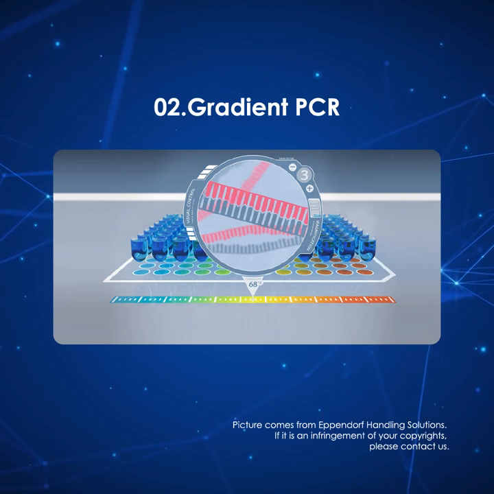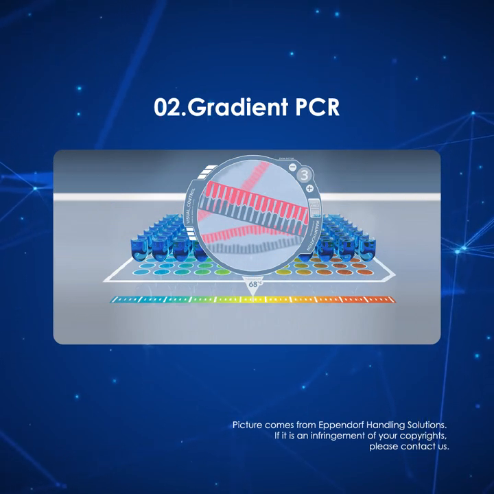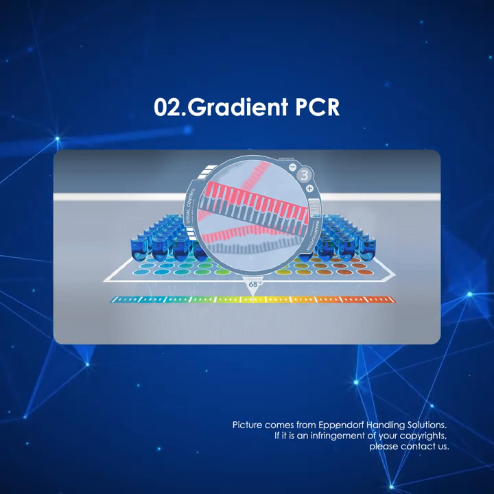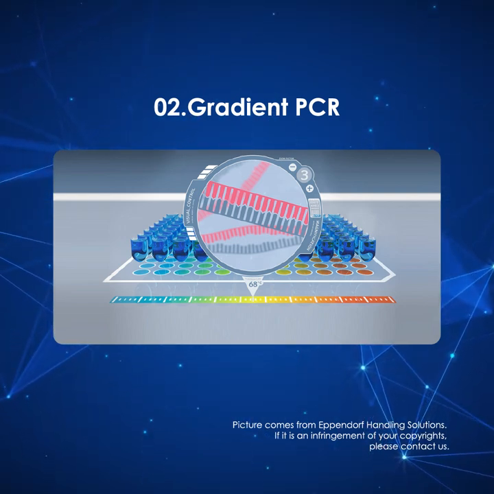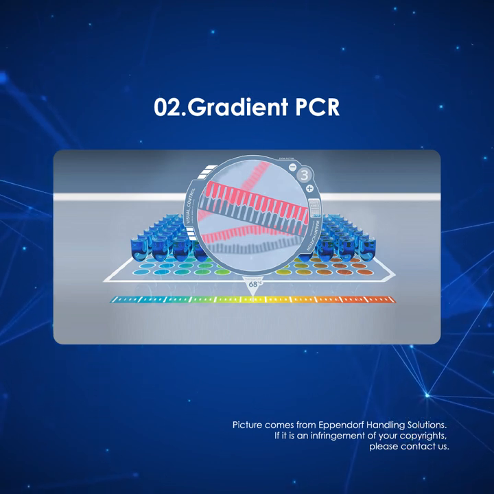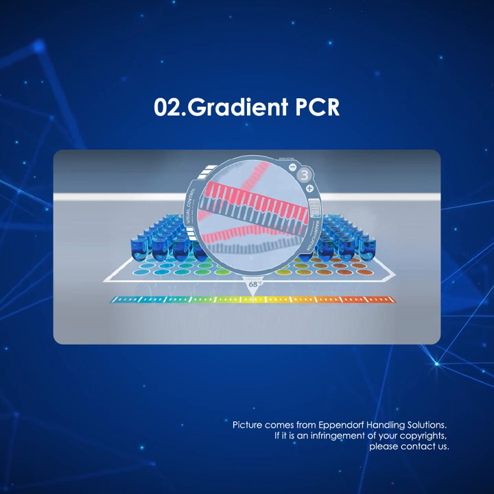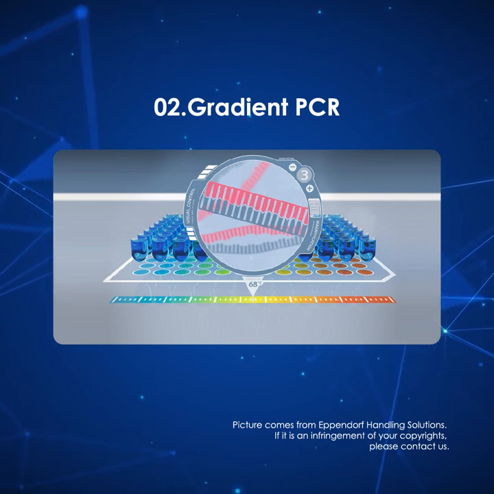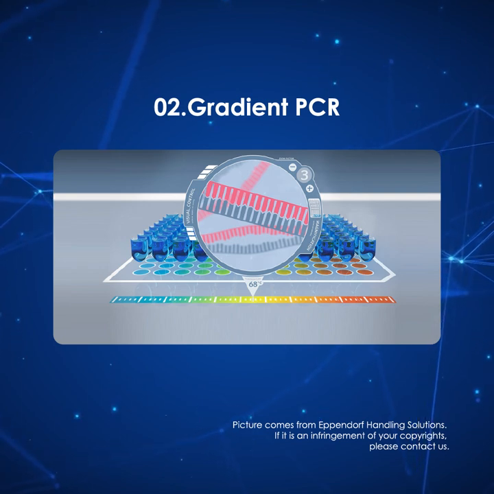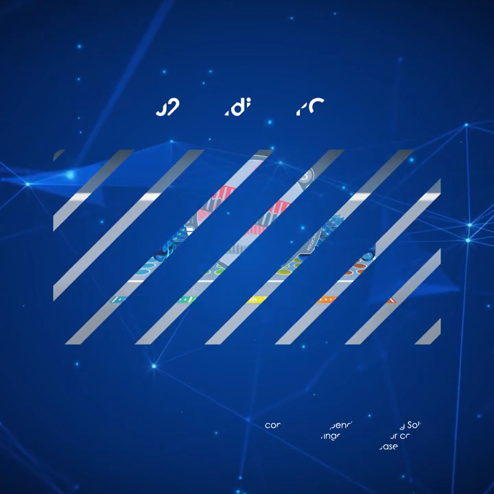Both gradient PCR and touchdown PCR optimize the annealing temperature in the reaction system, but the principles are different. Gradient PCR means that when the annealing temperature is not very clear, in order to determine the optimal annealing temperature, multiple tube PCR is performed simultaneously on one PCR instrument. A PCR instrument that supports setting the gradient annealing temperature is required.